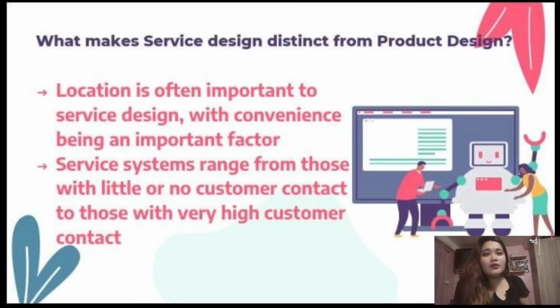So, for the last slide with regards to the topic, location is often important to service design, with convenience being an important factor. Service systems range from those with little or no customer contact to those with very high customer contact. So, mas ini-emphasize nila or mas malaking factor sa kanila yung place or location. Kasi parang mas free sila to make or to perform their service. And so service systems, depende siya with kunwari with no customer contact or with very high customer contact.